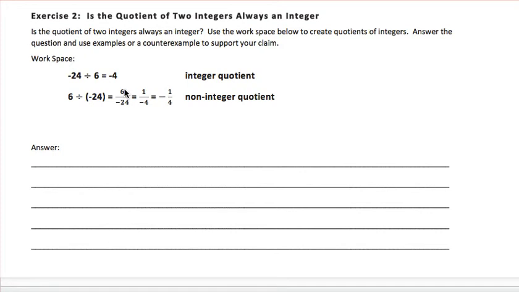And as you see the division written as a fraction, and then we simplify the fraction, we know that 1 divided by negative 4 is a negative answer, which is negative 1/4. So we can conclude that every quotient of two integers is always a rational number, but not always an integer.